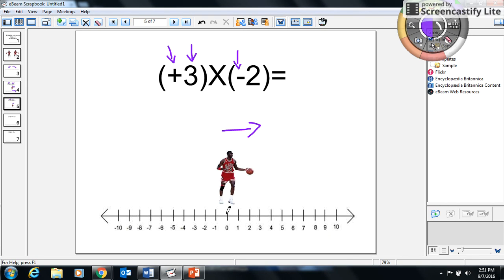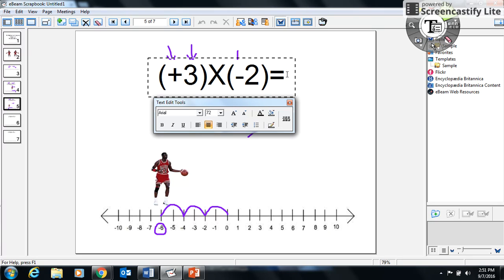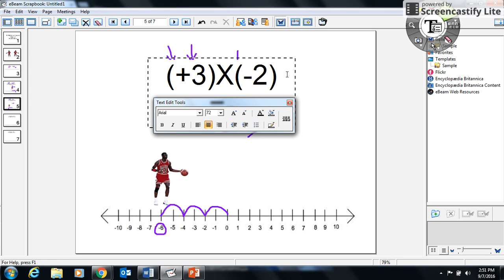So I know he's going to take 3 dribbles, and each one is going to be backwards 2 steps. So I start at 0. His first dribble is backwards 2 steps. Another backwards dribble 2 steps. And a third backwards dribble 2 steps until I end up at my answer, which in this case is negative 6. Right? So here he is. There's Michael Jordan. Oh, I'm going to get space. Boom, boom, boom. And he ends up right there. So that is an example of positive 3 times negative 2 will give you an answer of negative 6.